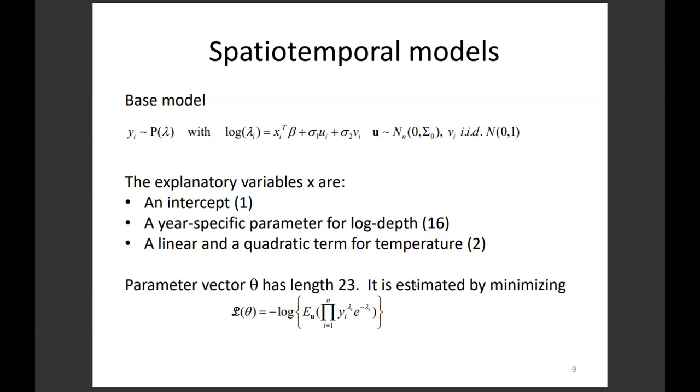In the model that we ended up fitting, there were 19 beta parameters and four parameters for the latent process. So altogether, we have 23 parameters. So how do we go about estimating this? This is really a challenge, fitting these models.